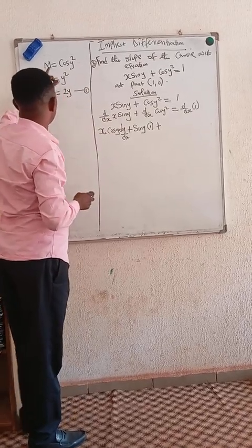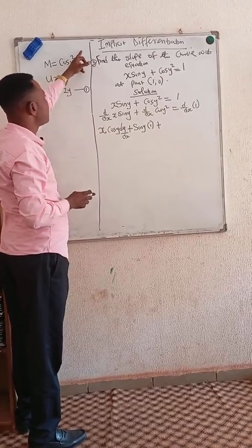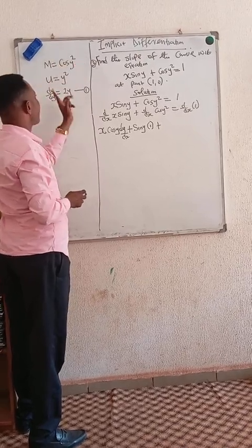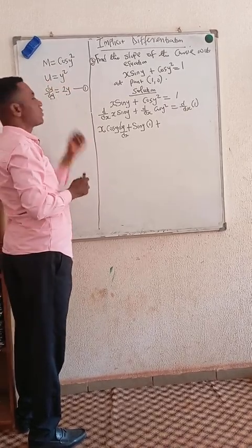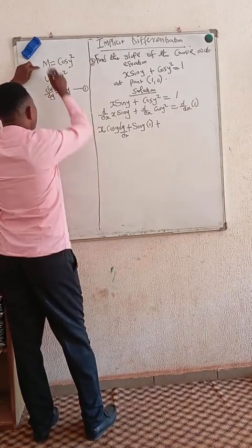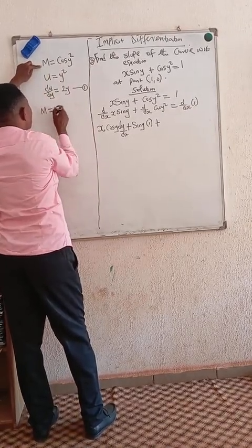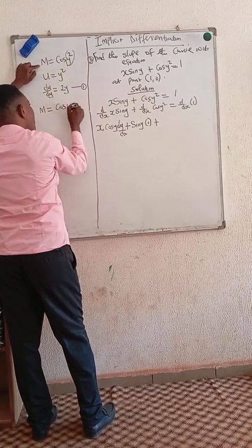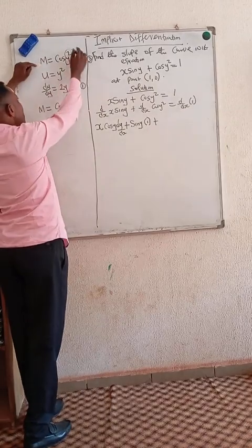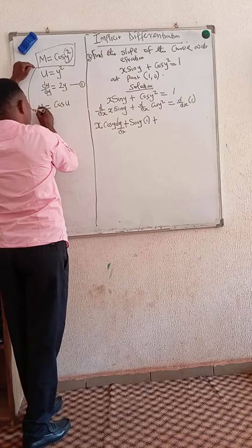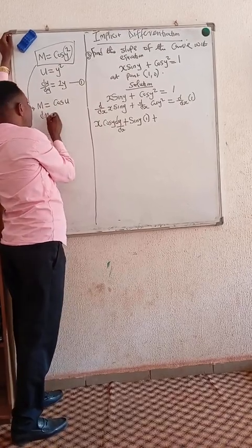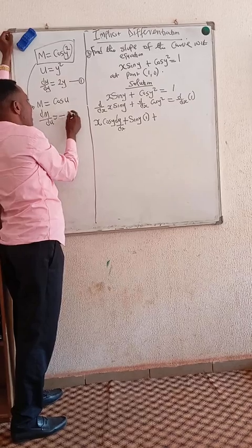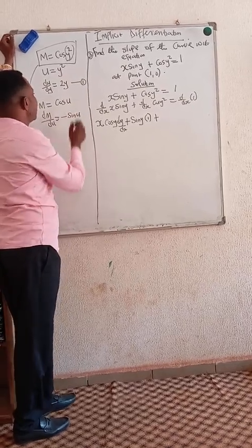Look at it again. m is equal to cos y², and u is equal to y². So du/dy is 2y. Now, this m will be equal to cos of this y², which we say is u. It means this equation is now reduced to m equals cos u. Differentiating this, dm/du is minus sin u. So this is equation 2.